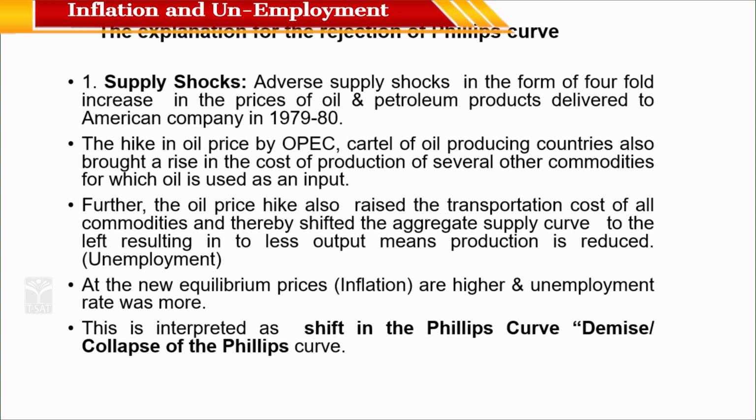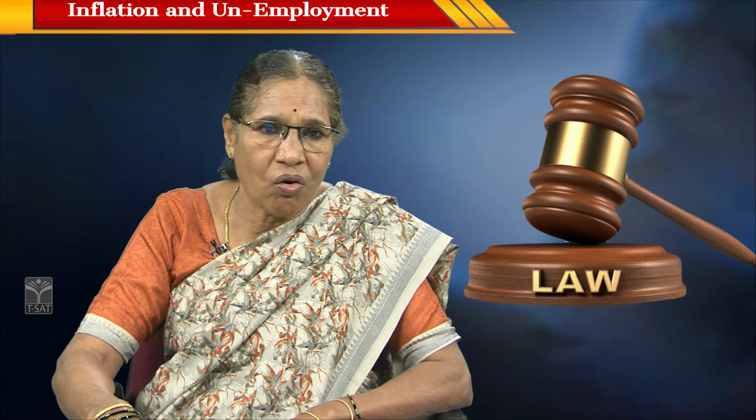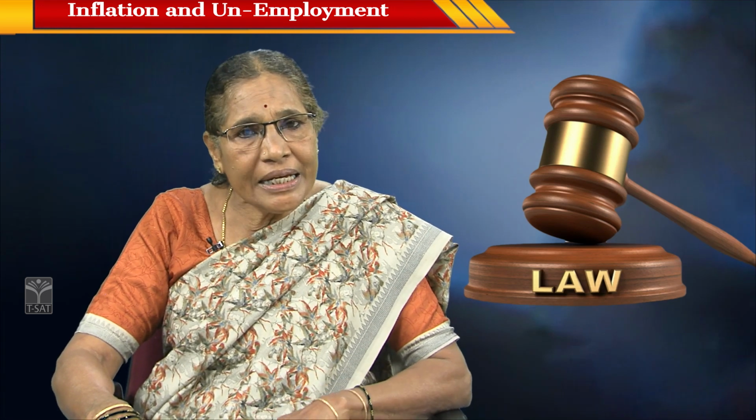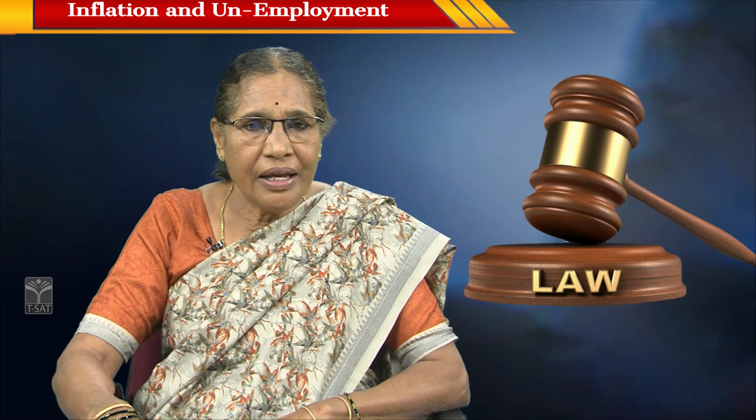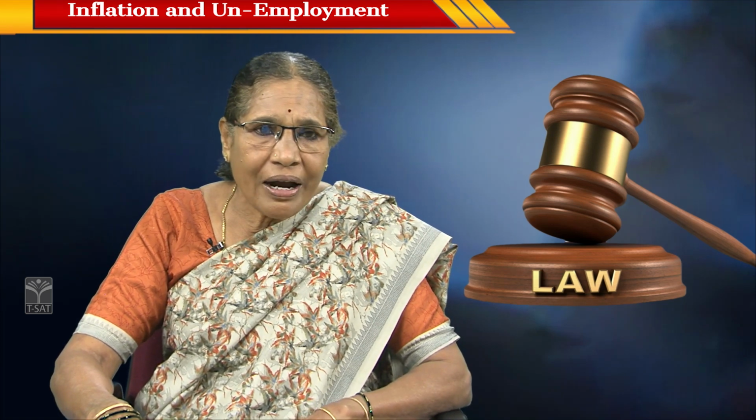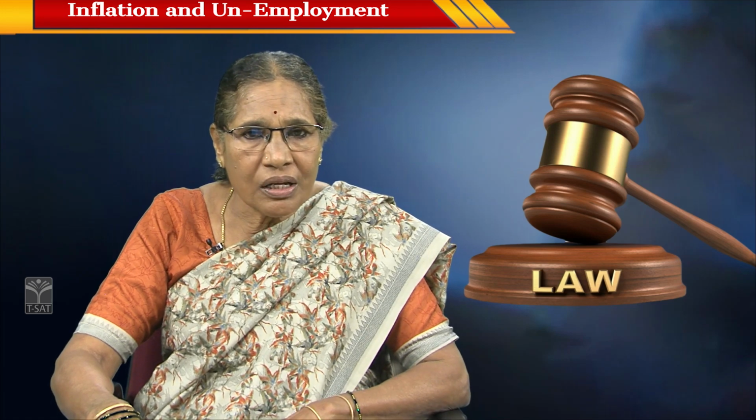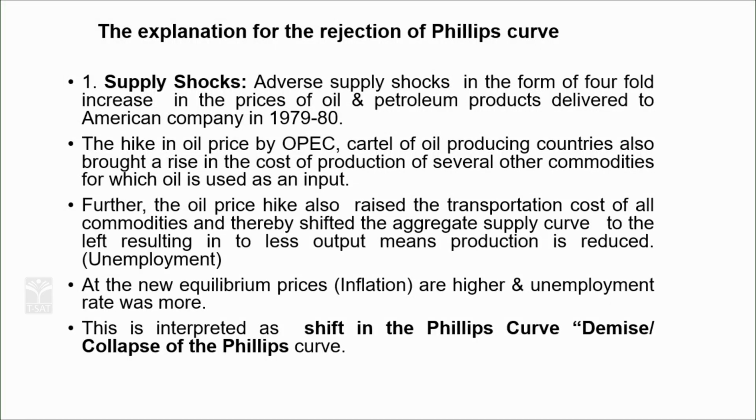Mainly, Phillips did not consider the extent of supply shocks. This situation really happened in the 1970s. If you observe carefully, you will find adverse supply shocks in the form of a fourfold increase in the prices of oil and petroleum products delivered to American companies in 1979 and 1980. As we are all aware, there was a major oil shock which took place from 1970 onwards, continued up to 1974 and even further.